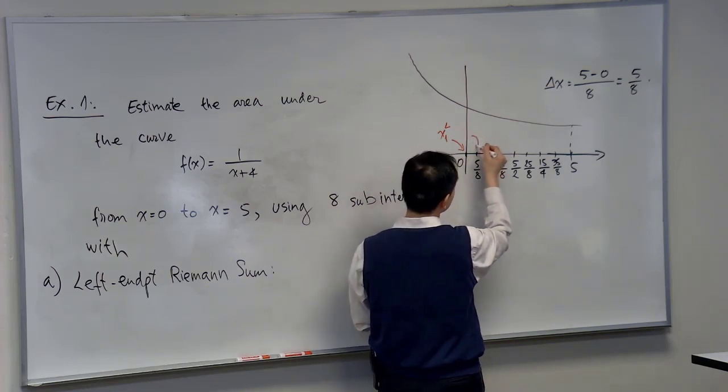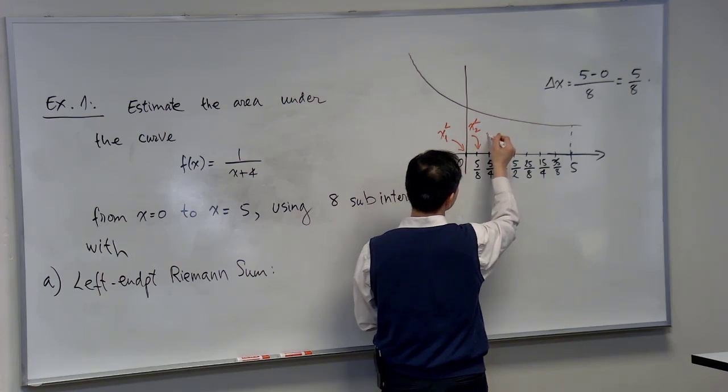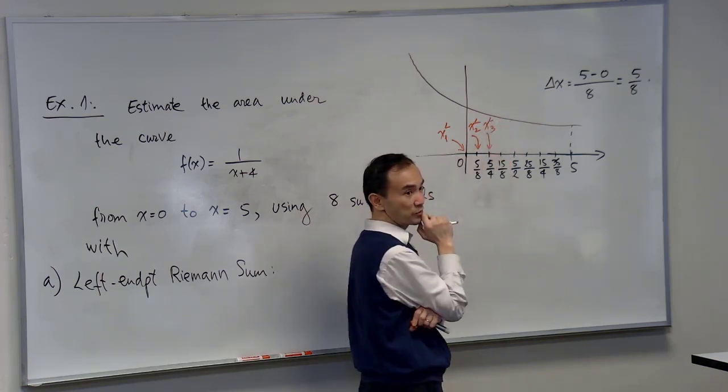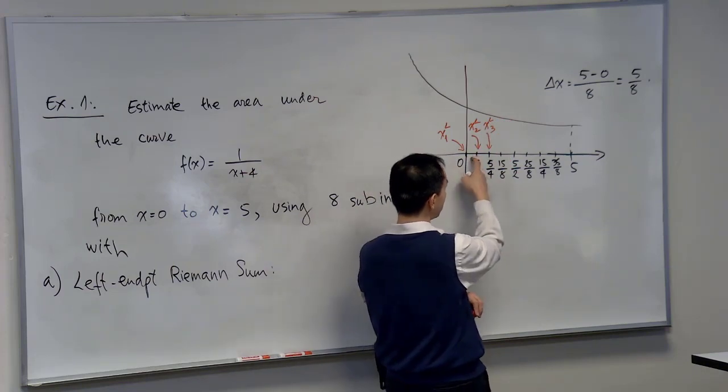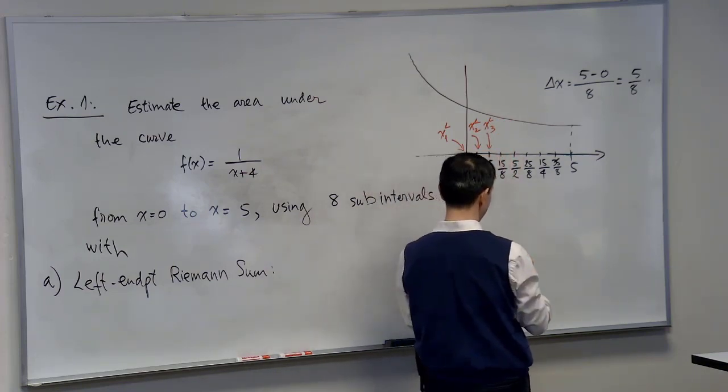And then there's XL2 right here, and right here is XL3. That's one thing about that, because on each interval, first, second, third, we pick the left endpoint. Okay? And that's how we're going with that.